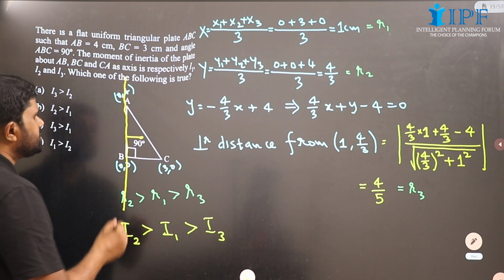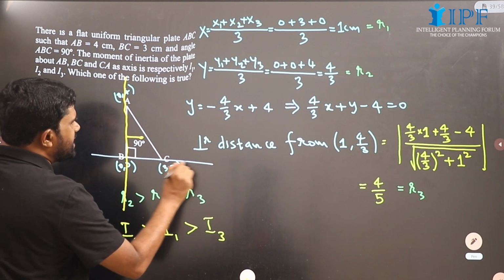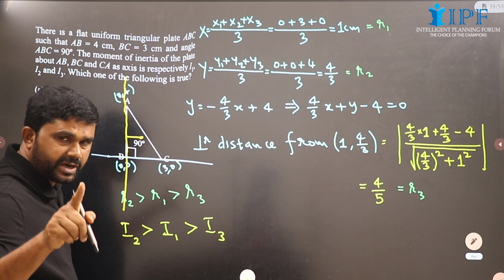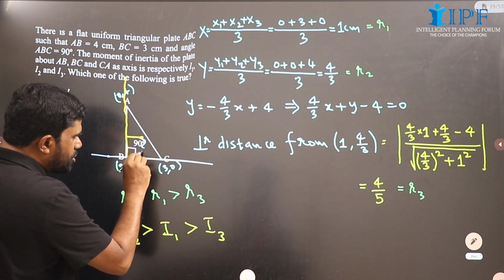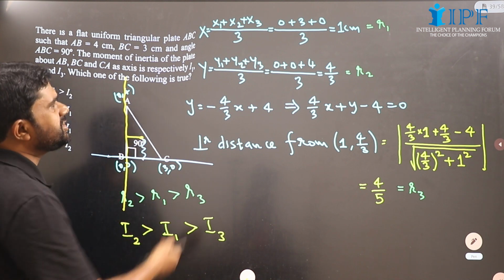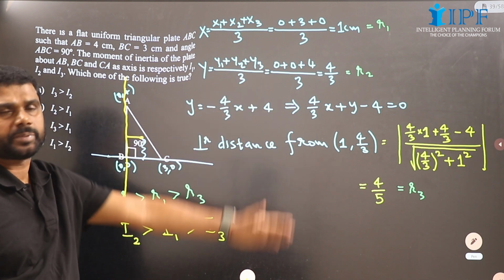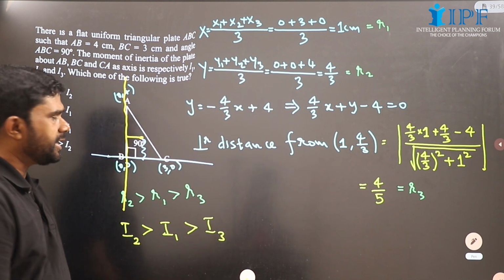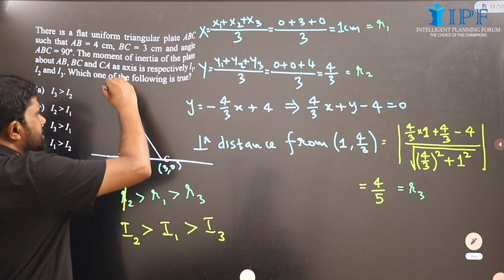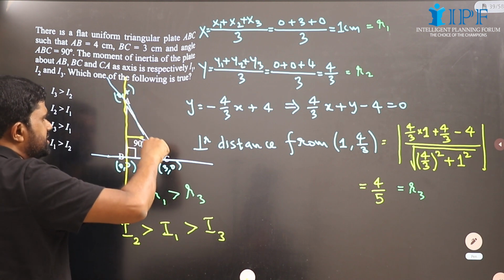Okay, now this is the second axis, and the distance of the center of mass from the second axis is the y coordinate, and that is equal to 4 by 3, and let me represent it as R2. Okay, and see, this is the third axis.